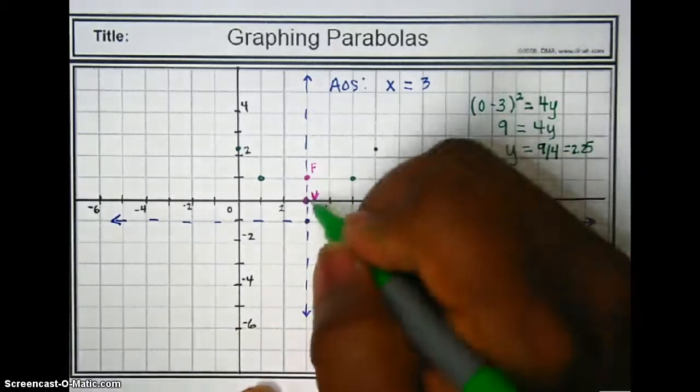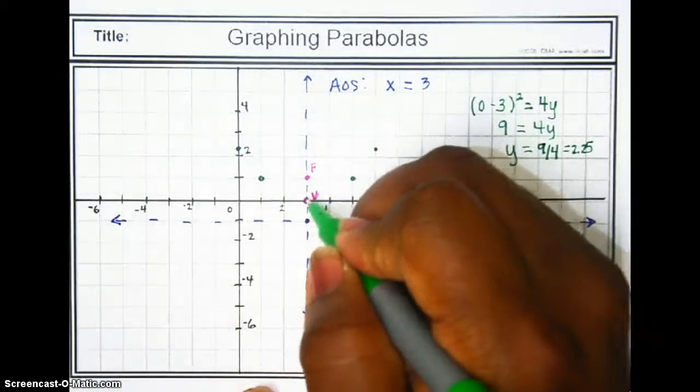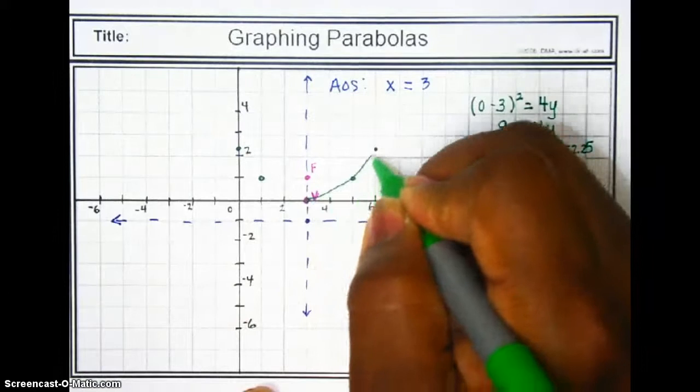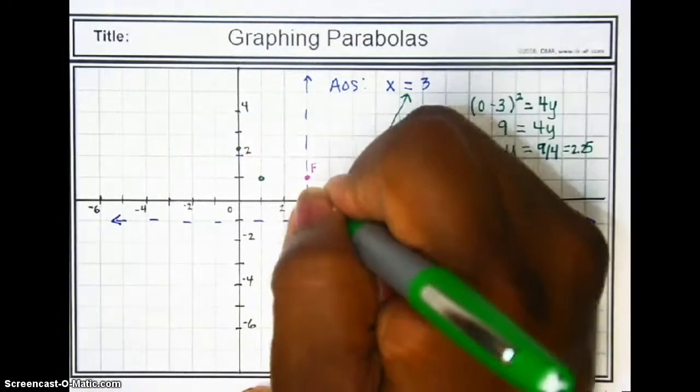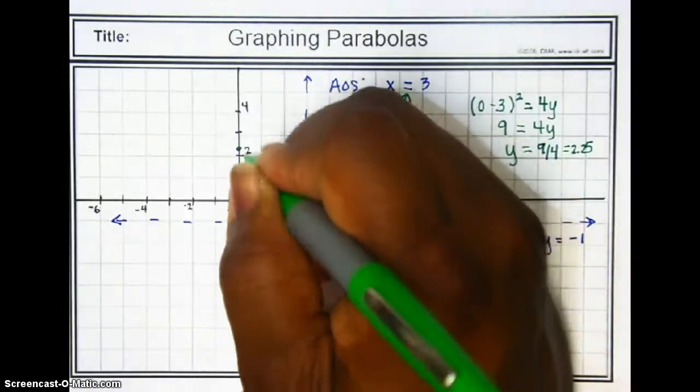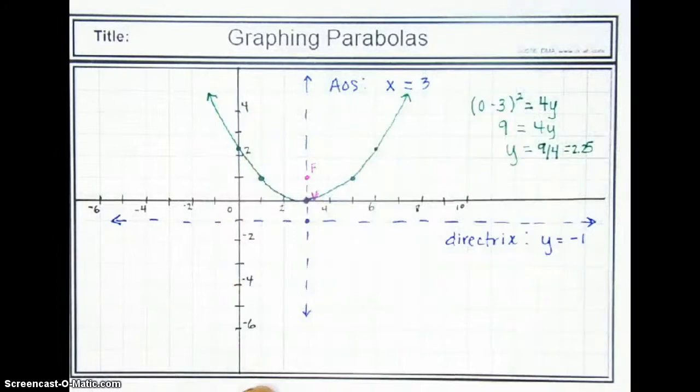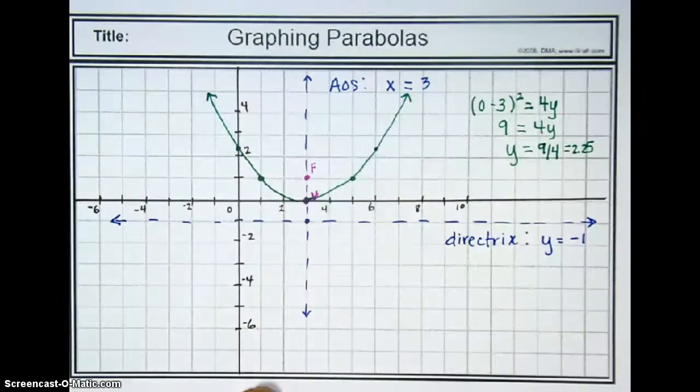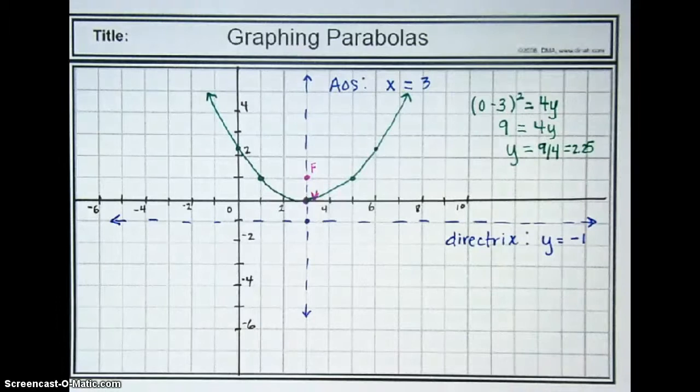Then what you do is you draw that curve as smoothly as you can, going through the vertex and the other 2 points that we've made, and the same on the opposite side. Don't forget your arrows on the ends, and that is the parabola that we have created based on the equation. Of course, I expect questions on this tomorrow, and we will go into a lot more detail, but this does give you an introduction.